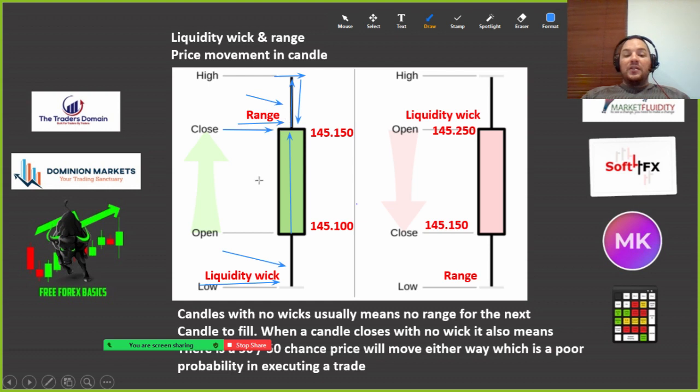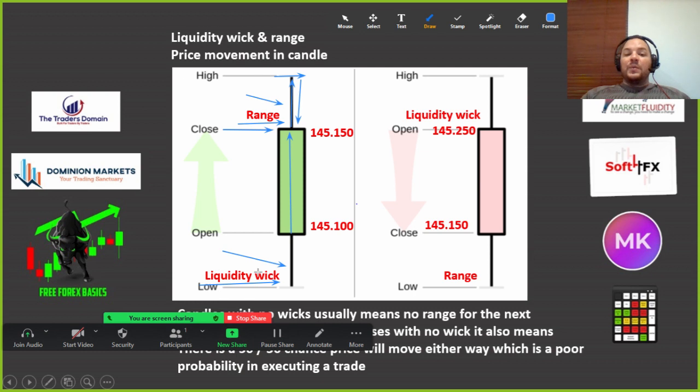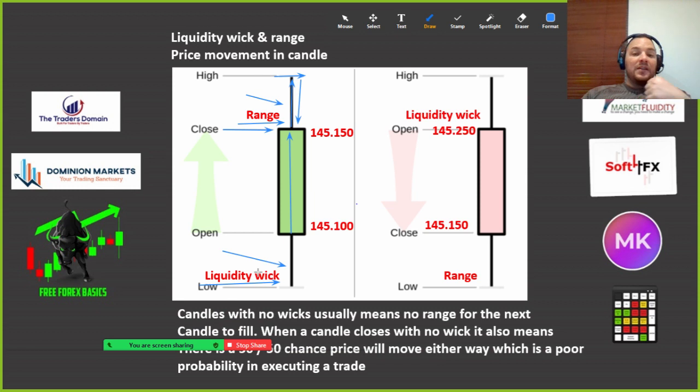So in trading, you're always looking for ranges and liquidity wicks, and this is the representation of a bullish candle. Pretty cool, pretty easy, pretty simple. And as you can see, I'm just going to go over again. Price opened here, price closed here, price closed above 100, closing at 150, giving it a bullish candle.